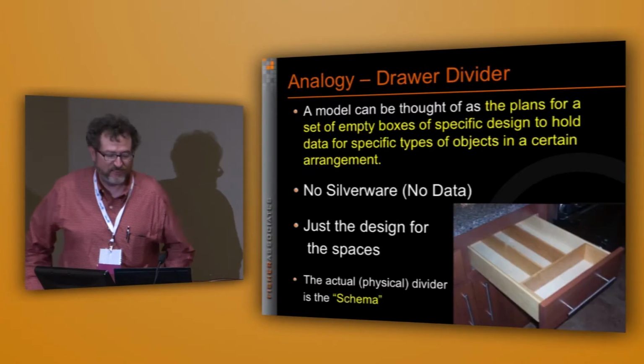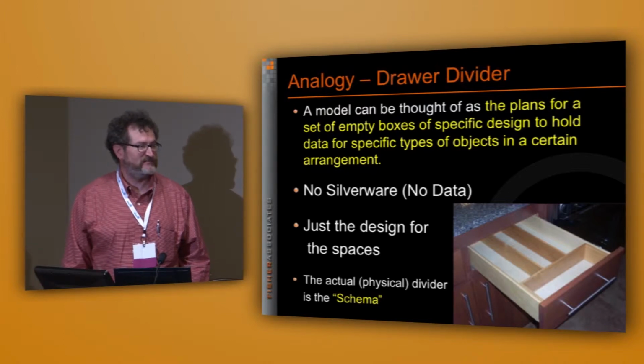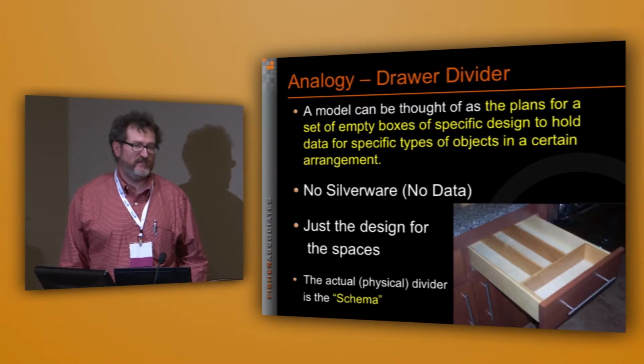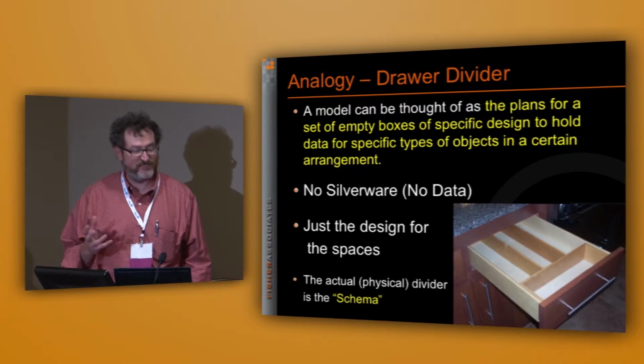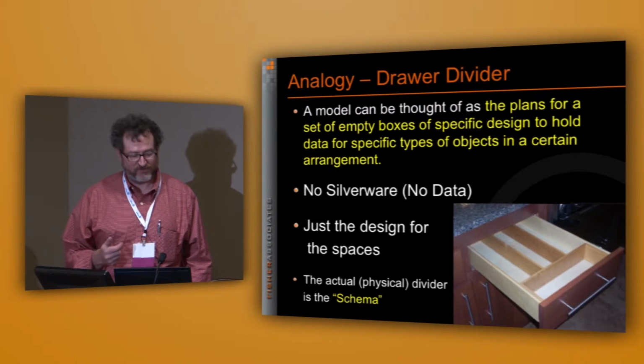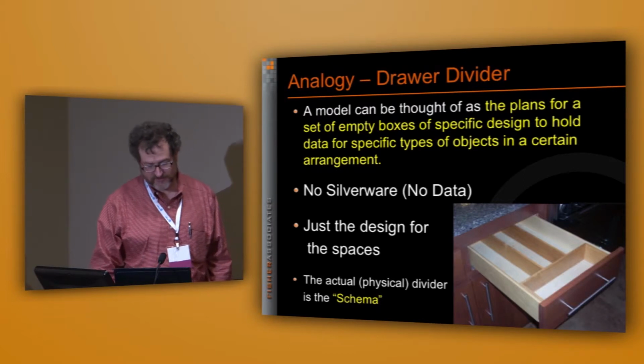Okay, so data modeling is essentially designing the structure in which you're going to put your data. So one analogy of this is a drawer divider. So you design the boxes that hold your data. And why is that important? The more precisely you can design your boxes, the more precisely the data you can capture and how you can store it. So there's no silverware, there's no data. It's simply the design for the spaces. The actual physical drawer divider, the analogy of that would be the schema. And we'll talk more about schema later, but the schema is essentially a phase of the data modeling process.